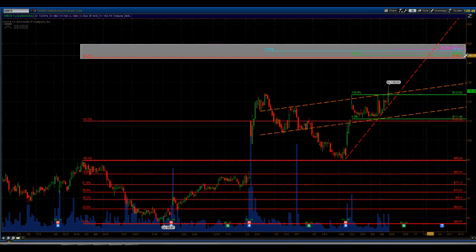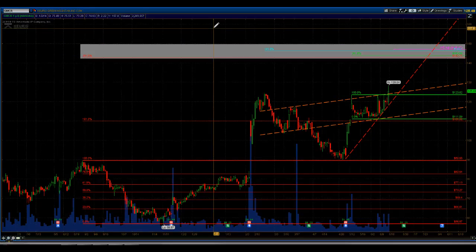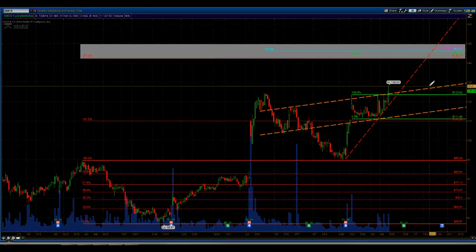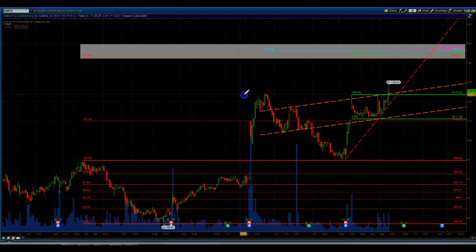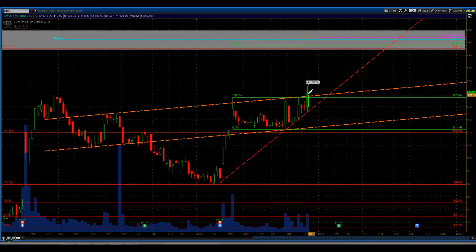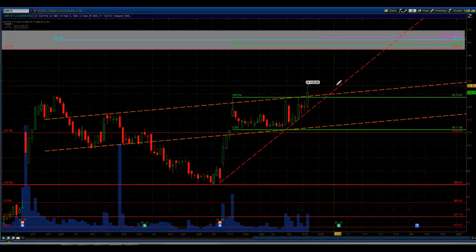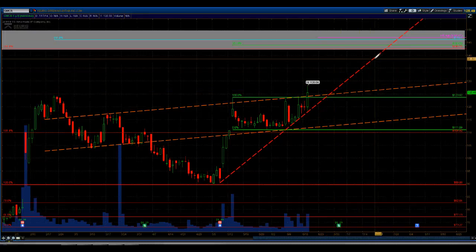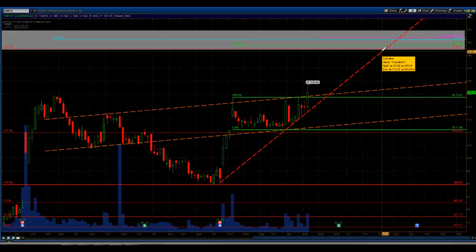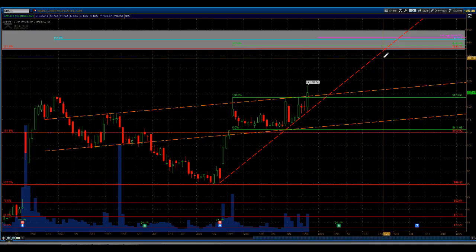Right here would be my only target. You'd obviously want to make sure that the neckline here held as a confirmation to enter, and then at any point in which the current primary uptrend of the pattern would break, one would also look to exit the play.